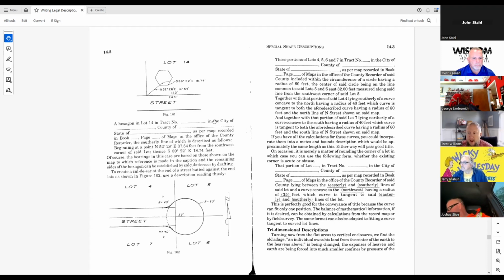So the first question I have for everybody, our experienced surveyors here, is: have you ever retraced a hexagonal or octagon shaped parcel? What's the weirdest shape you've done that's not crazy irregular, just a named shape?